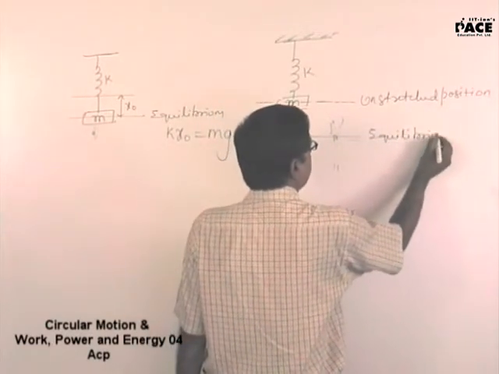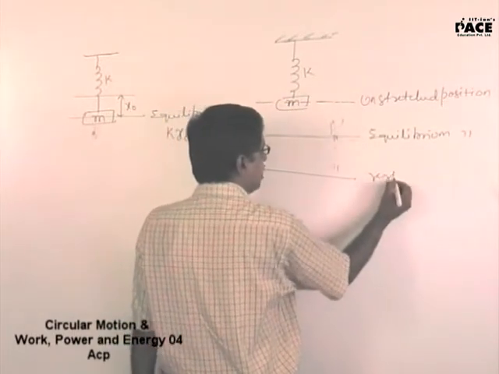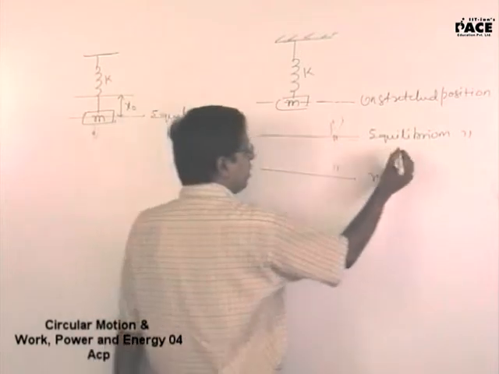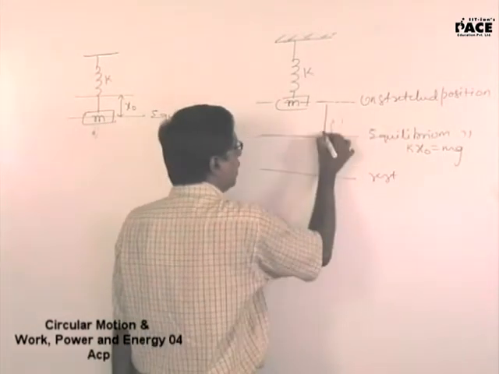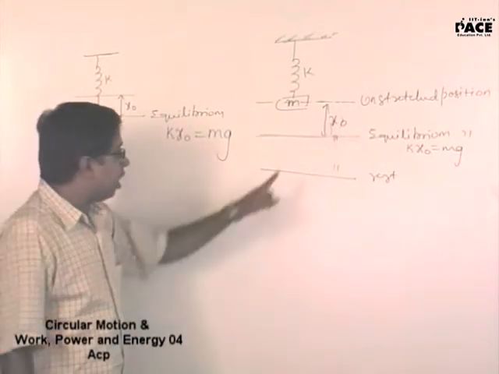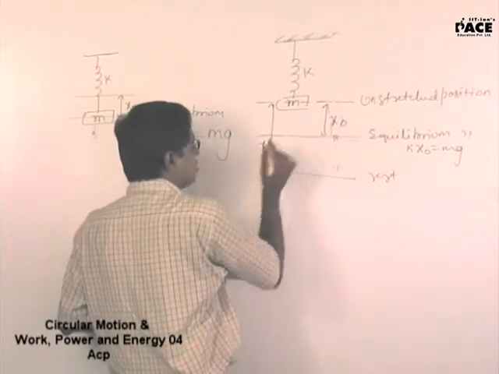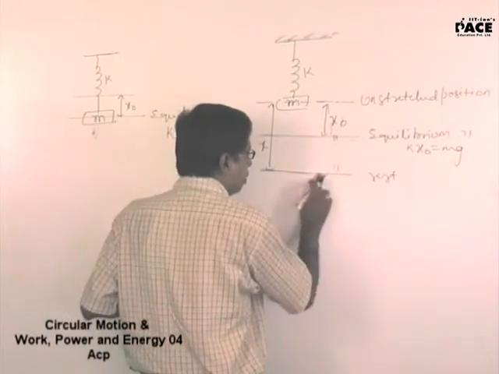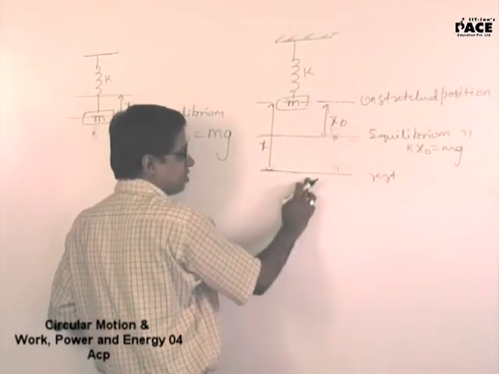Equilibrium position, and below that it will come to rest here. Now at equilibrium position I will have kx0 equal to mg once again. This distance is x0, say. Then how do I recognize the total distance it has moved? If I take this distance to be x, how do you recognize that? Initially it was at rest, finally it is at rest.